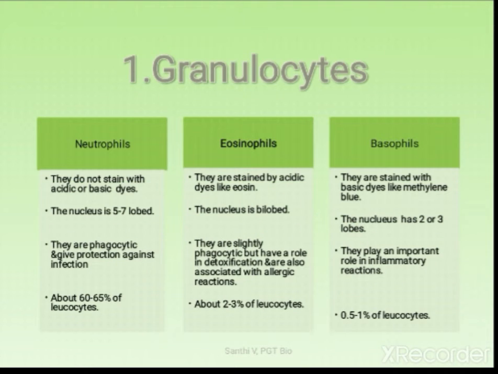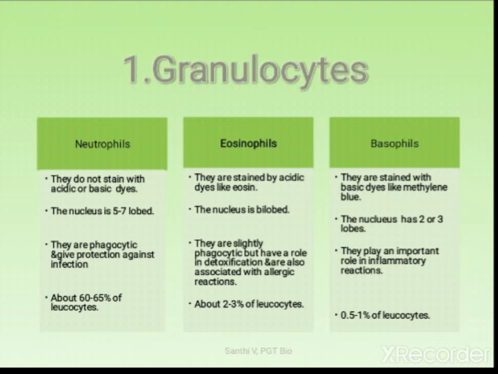Now let us compare the three types of granulocytes: neutrophil, eosinophil and basophil. Neutrophils do not stain with basic dyes, and not with acidic dyes either, both of them they are not able to stain, that's why you call them neutrophils. Eosinophils are stained by acidic dyes like eosin, that's why they are known as eosinophils. And the basophils are stained with basic dyes like methylene blue, that's why basophils.